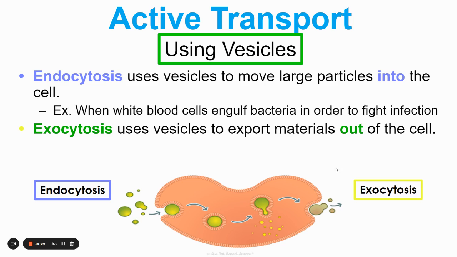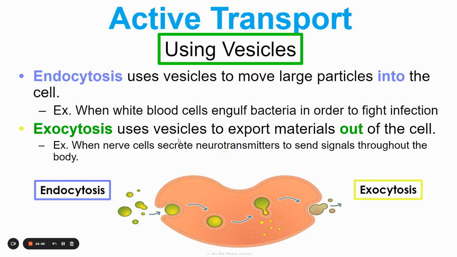Sometimes it's a hormone that's being released directly into the bloodstream, or there's lots of different examples that we can talk about where exocytosis is happening inside our bodies. Oh, sorry, here's another example. When nerve cells are releasing neurotransmitters to send signals across a synapse at the end of a neuron, where a neuron is communicating with another nerve cell, or it's communicating with a gland, or maybe even a muscle, it's using that process.